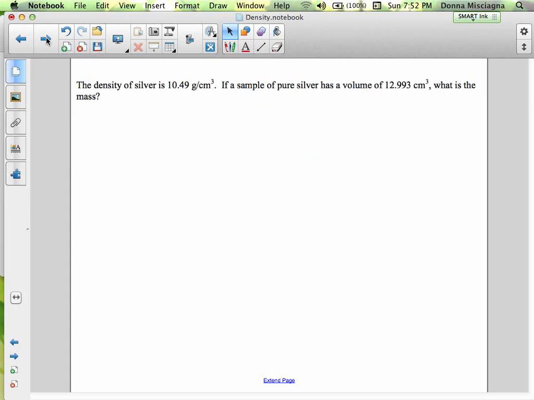And I think this one is a good place for us to stop at 20 minutes. All right, so we'll continue with density. And the next problem we're going to be solving for mass.